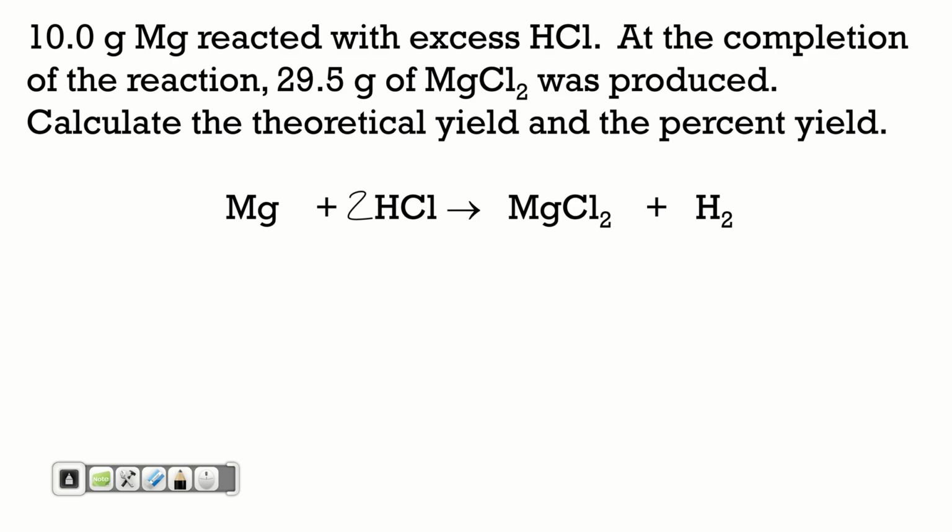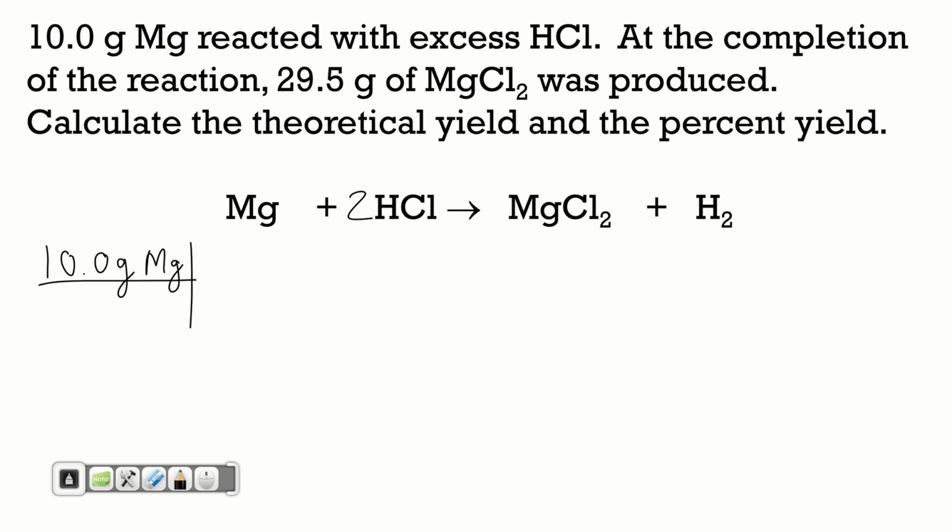All right, so 10 grams of magnesium reacts with excess HCl. So I'm starting with 10 grams of magnesium. At the completion of the reaction, 29.5 grams of MgCl2 was produced. Calculate the theoretical yield and the percent yield.